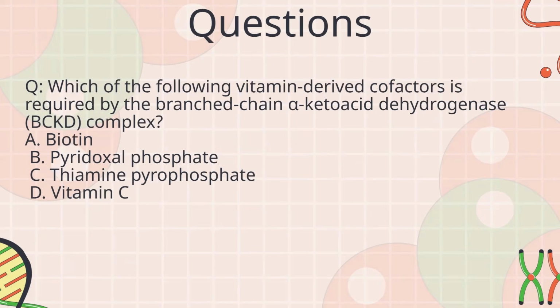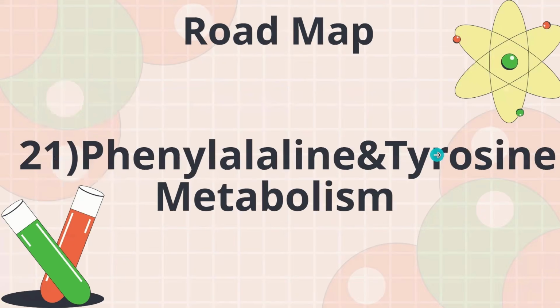Which of the following vitamin-derived cofactors is required by the branched-chain alpha-ketoacid dehydrogenase complex? If you said C, you are correct: thiamine pyrophosphate, which is B1. And yeah, that's about it. That's everything you need to know.